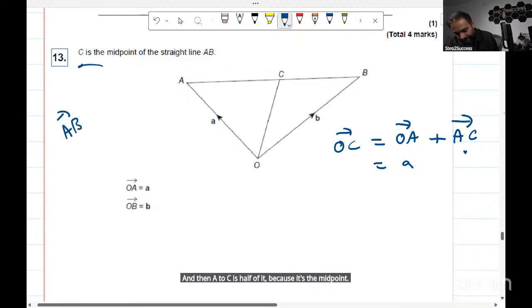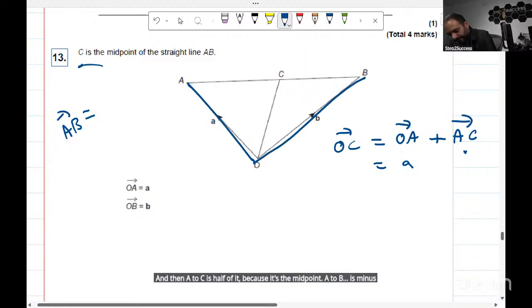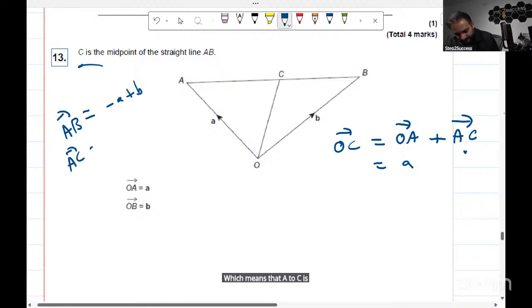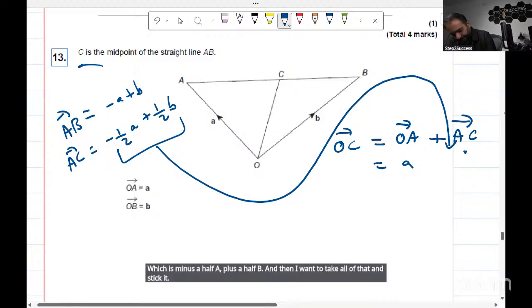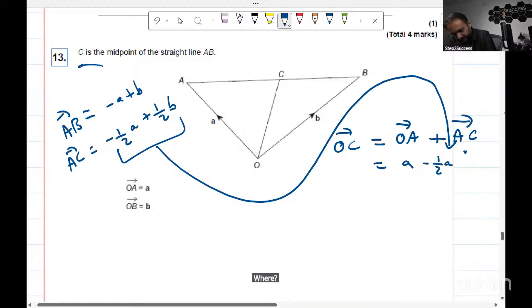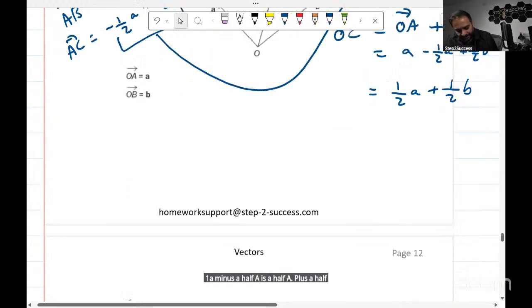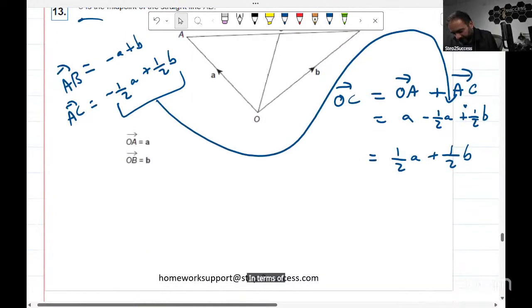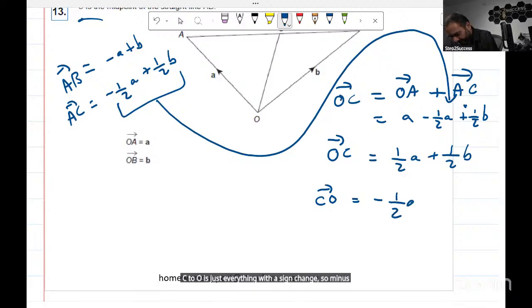A to B is minus A plus B, which means that A to C is a half of all of that, which is minus a half A plus a half B. And then I'm going to take all of that and stick it there. A minus a half A is a half A, and then plus a half B gets you to the answer to that question. Hence, write down an expression for C to O in terms of A and B. Well, if O to C is this, C to O is just everything with a sign change, so minus a half A, minus a half B.